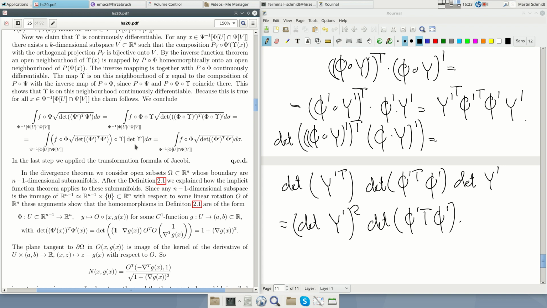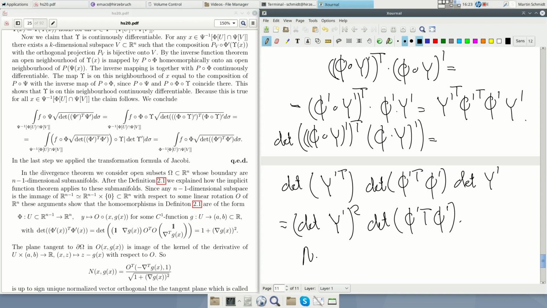Then we can just apply the Jacobi transformation formula, and we indeed get this equality. So now the lemma follows from Jacobi's transformation formula.